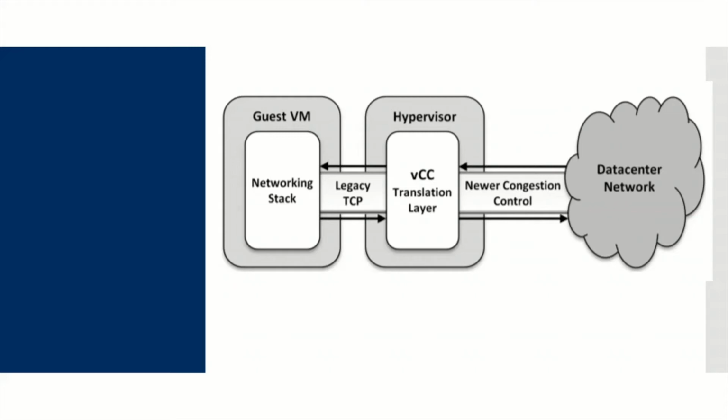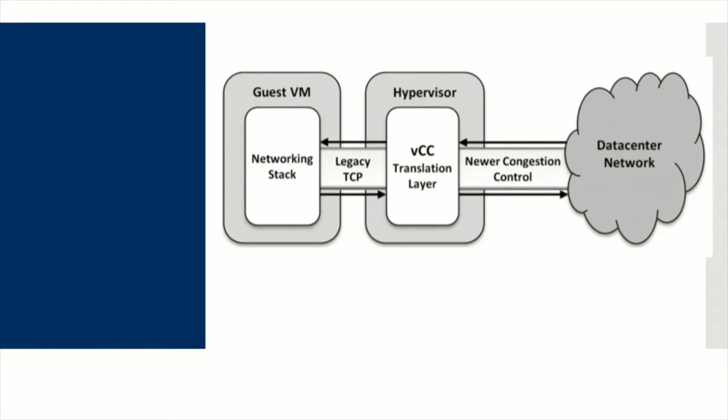The data center controls the congestion control algorithm, which is sent to the VCC transition layer. The VCC can then modify the previous congestion control algorithm and change it to a new one.